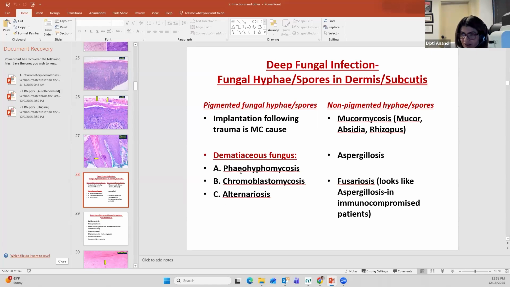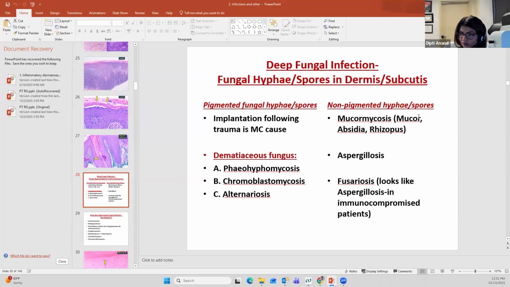Alternaria will look exactly like pheohyphomycosis, except that it occurs in immunocompromised individuals. So look for clues when they're asking you the question: is the patient immunocompromised? Is it a burn patient? Is it a patient with leukemia, who has had a bone marrow transplant? Things like that. So pheo, chromo, and alternaria, these are all dematiaceous or pigmented fungus.